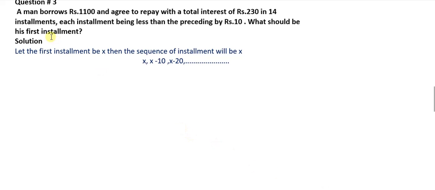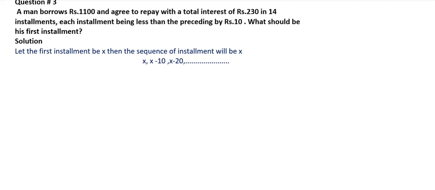In this question they are talking about one person who borrows 1100 rupees, which means the amount is 1100 rupees, but with the addition of interest of rupees 230 the price will increase, and we have to return this whole price in 14 installments. And the installments have to be paid in such a way that every next installment is 10 rupees less. That means we have to find out the first installment, such that if we keep reducing each next installment by 10 rupees, then after 14 installments we pay the total amount easily.